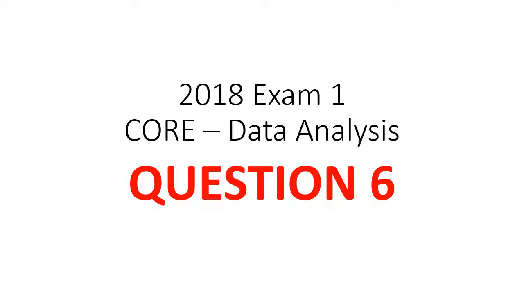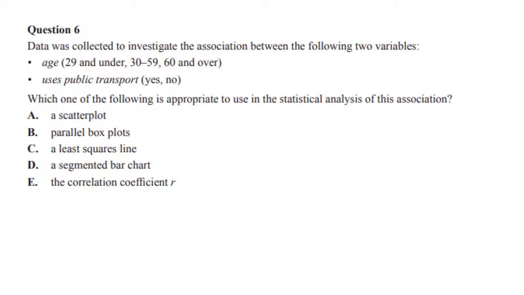2018 Exam 1 Core Data Analysis, Question 6. So we've got some data which has two variables. One is age, which is in 3 categories, and then we've got uses public transport, which again has got 2 categories. I'm going to go straight to the answer, which is D, a segmented bar chart, and I'll explain why as we draw it out.